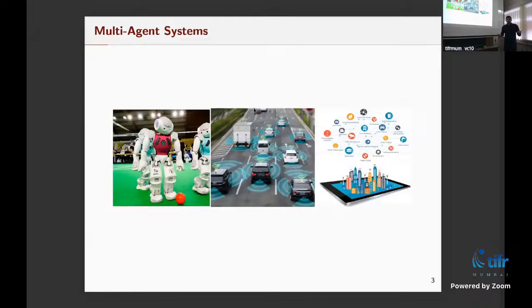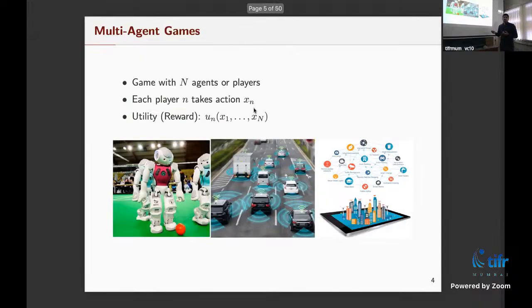What are multi-agent systems? Anything which has multiple agents is a multi-agent system. They interact with one another, they play some actions, they get some utilities. The examples could be robots playing football, a bunch of autonomous vehicles traveling from one place to another, or a network of sensors, as in Internet of Things. How do we want to study them? We want to study them through games.